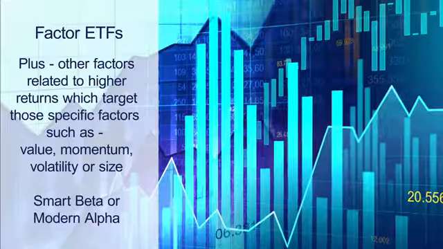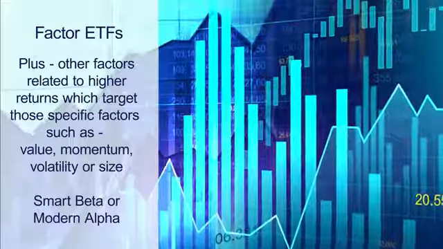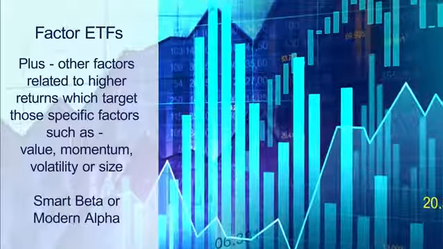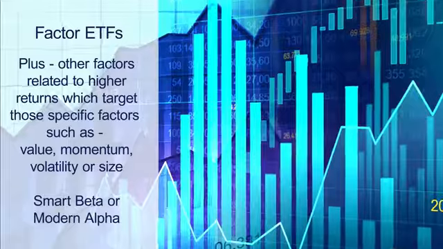A lot of factor ETFs fall into the bucket known as smart beta or modern alpha, as we like to call it at WisdomTree. The marketing term is ever changing, but really what you're getting is a fundamental exposure to an asset class, typically different from what is known as beta, which is typically market cap weighted ETFs or funds.